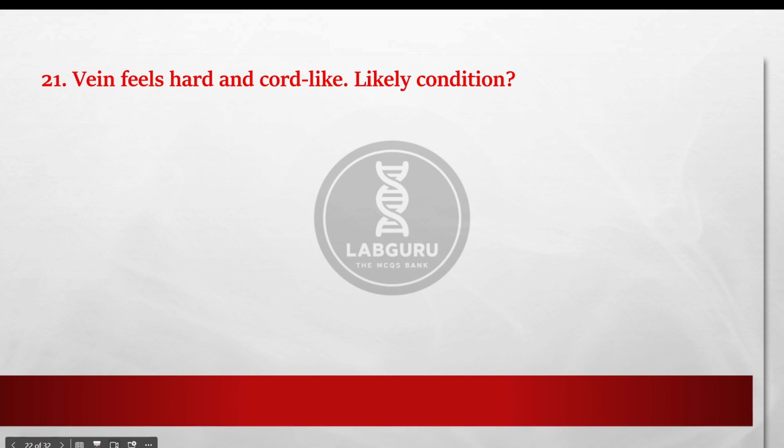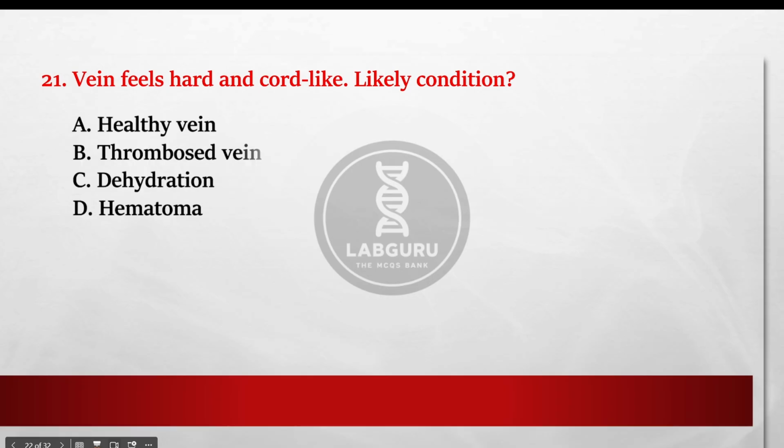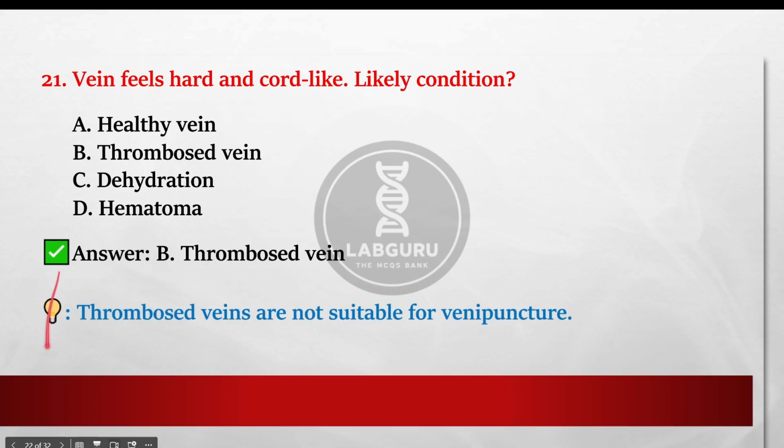Question number 21. Vein feels hard and cord-like. The likely condition might be option A, healthy vein, option B, thrombosed vein, option C, dehydration, and option D is hematoma. So the right answer is thrombosed vein. Thrombosed veins are not suitable for vein puncture. If you puncture the vein, it will be very tortuous and tight.